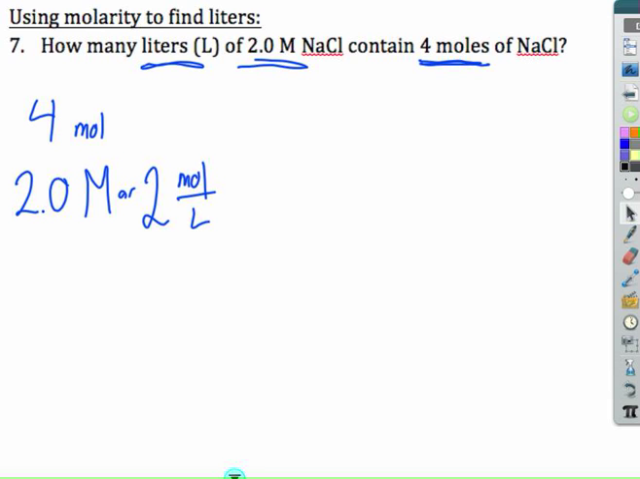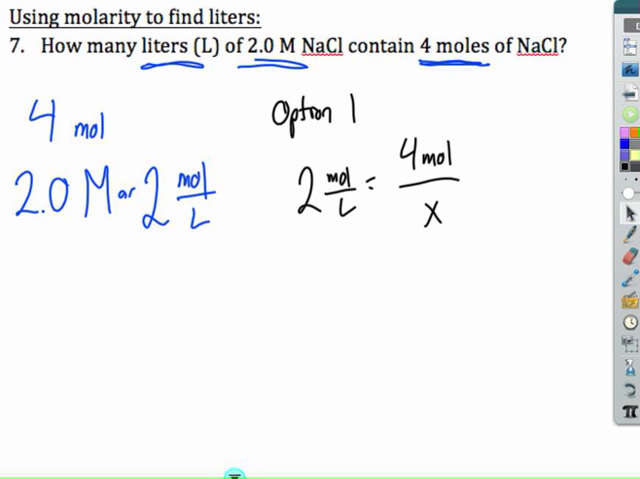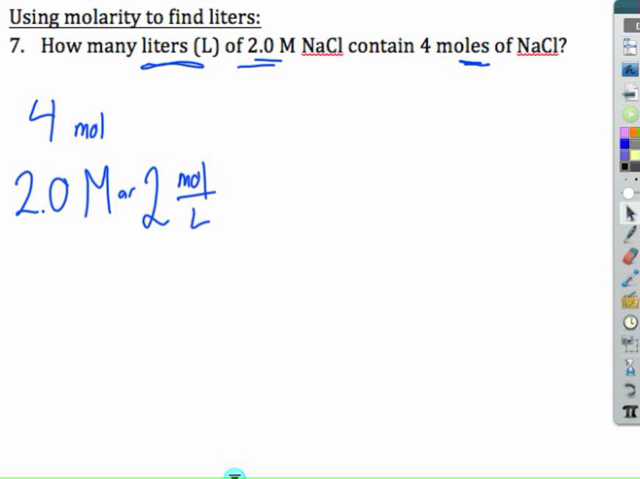Again, we could do option 1 and go 2 moles per liter equals 4 moles over x, which is our number of liters. You would cross multiply and solve it out, but I think it's easier just to do dimensional analysis.